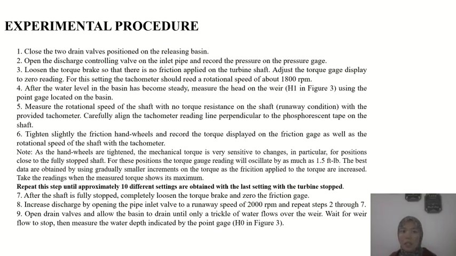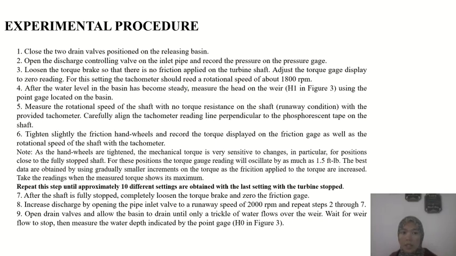After the water level in the basin has become steady, measure the head on the weir using the point gauge located on the basin. Then measure the rotational speed of the shaft with no torque resistance on the shaft with the provided tachometer. Carefully align the tachometer reading line perpendicular to the phosphorescent tape on the shaft.